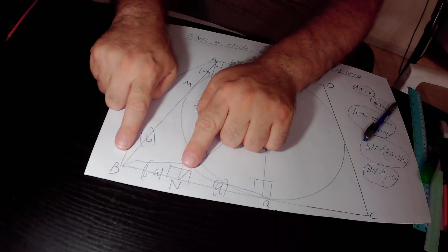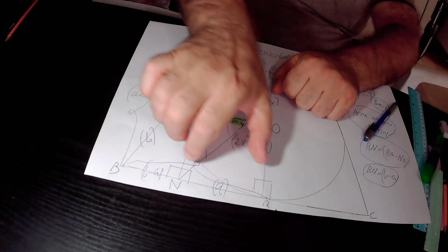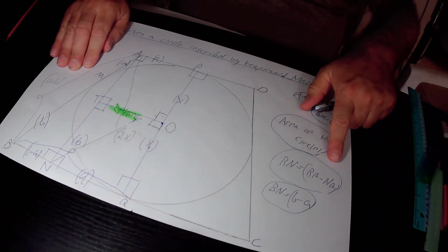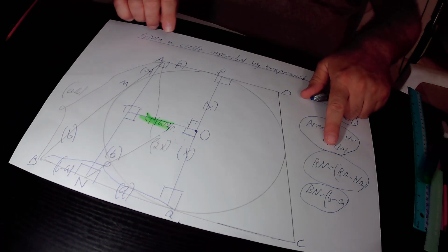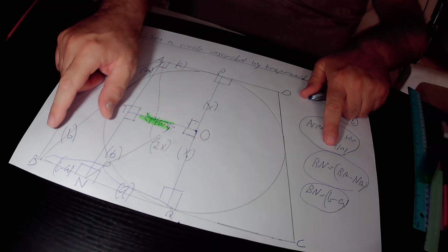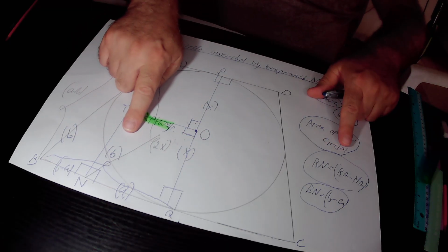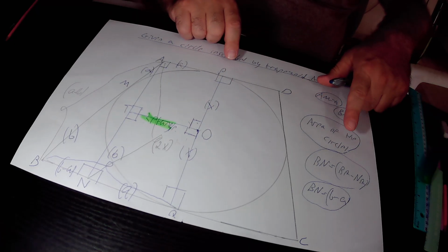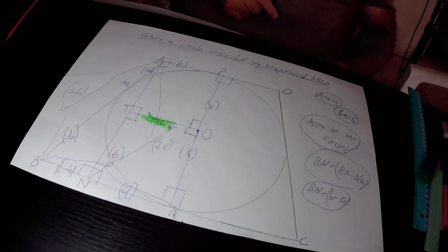What is the length of this missing side BN? It is very easy to see that BN in total equals BQ minus NQ. BQ is B, minus NQ, and NQ is A. So in total, BN equals B minus A.